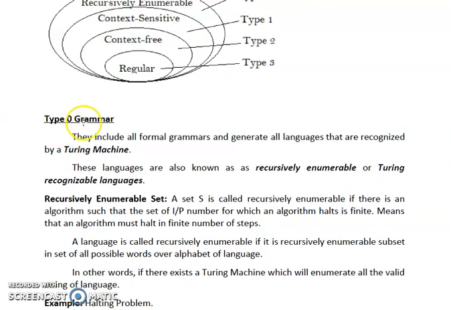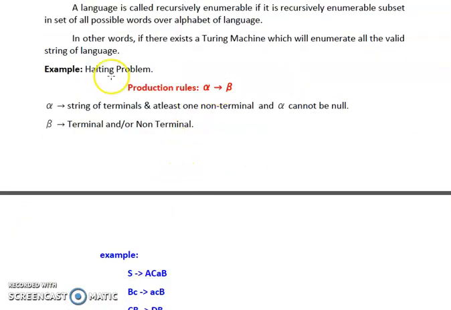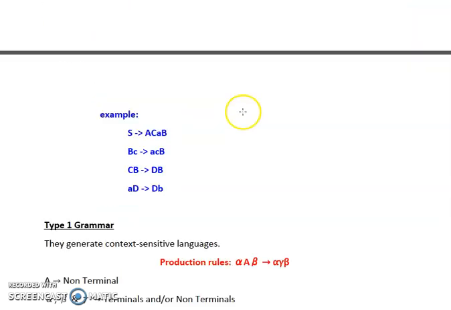Type 0 grammar was the grammar that generates all the languages that can be recognized by a Turing machine. These languages are known as recursively enumerable or Turing recognizable languages. In the same video, we discussed the recursively enumerable set, and then the production rule of the type 0 grammar.